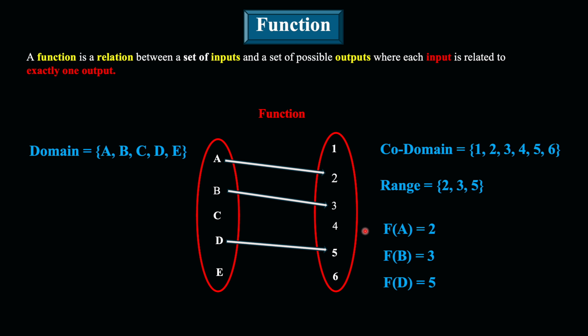We also represent them in this way. F of A is equal to 2, okay? Or we can say also 2 is the image of A, okay?